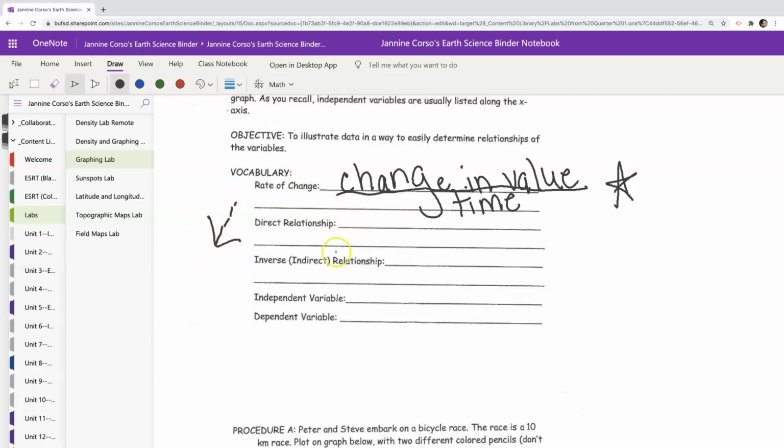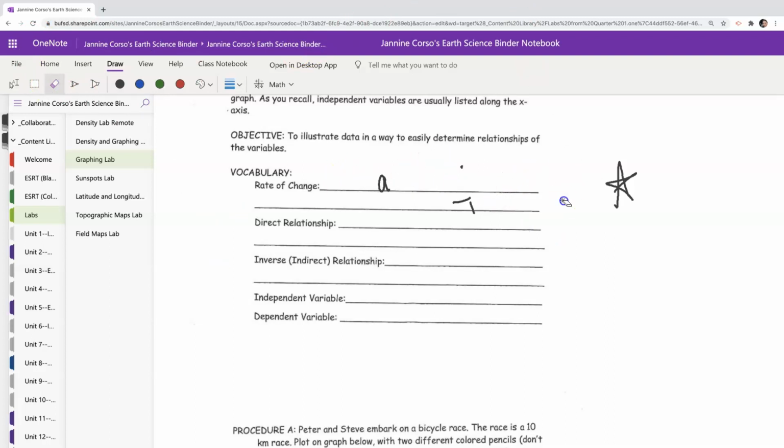In the actual lines for direct relationship, what you probably should write down is that as one variable increases, so does the other variable. I'll repeat that one more time. As one variable increases, so does the other variable. So both variables are increasing, both the x and y axis.